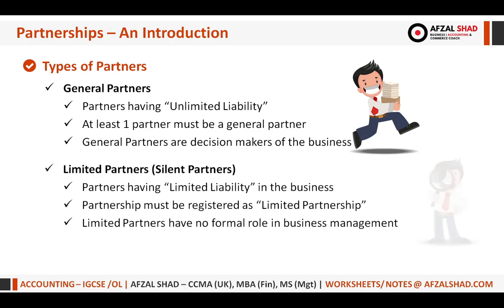Then the alternative to the general partner is the limited partners, or the silent partners. Who are the limited partners? The partners having limited liability in the business, just opposite to the general partners. In short, you can say they are the investors of the business.